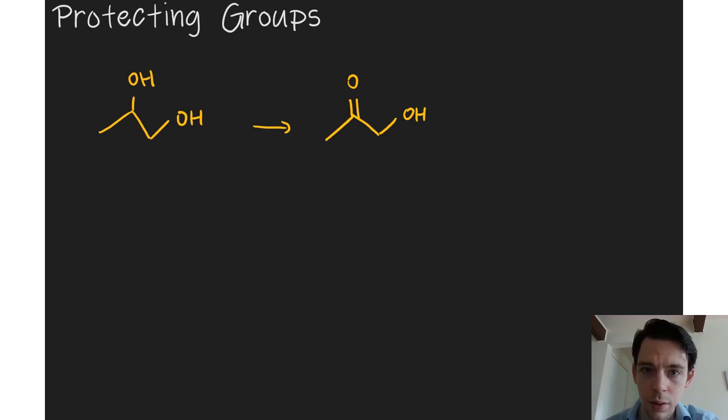Okay. For example, consider this diol. This has two hydroxy groups, and we want to convert it to a hydroxy ketone. What makes this tricky is that we have two alcohol functional groups, but we want to change only one of them. Right? We want to oxidize this middle one, but not the one on the end. So this is the job for a protecting group.